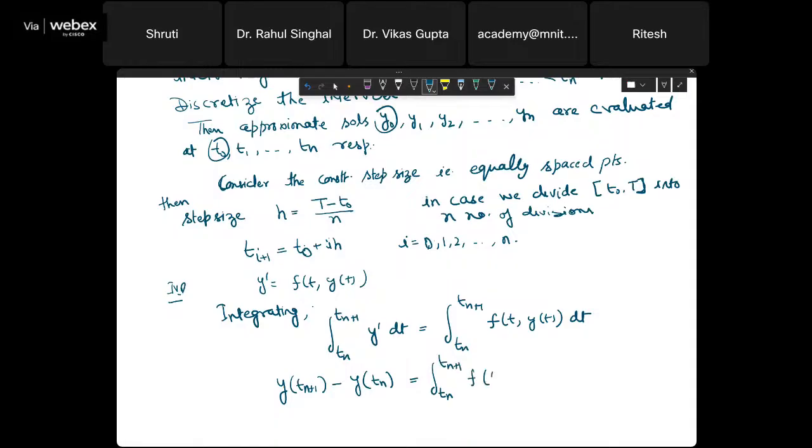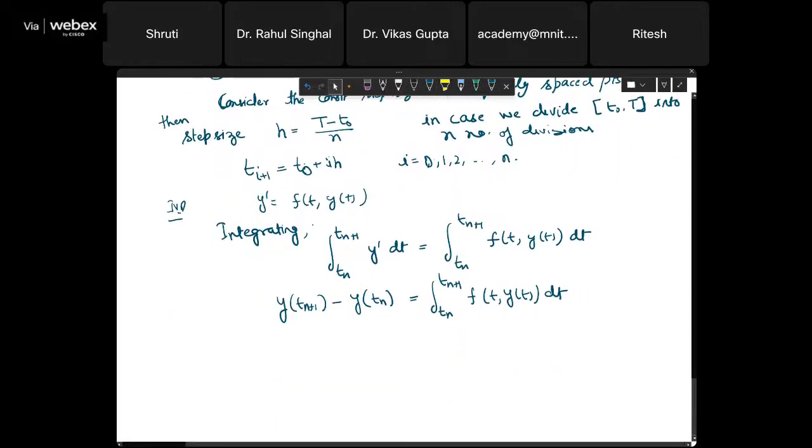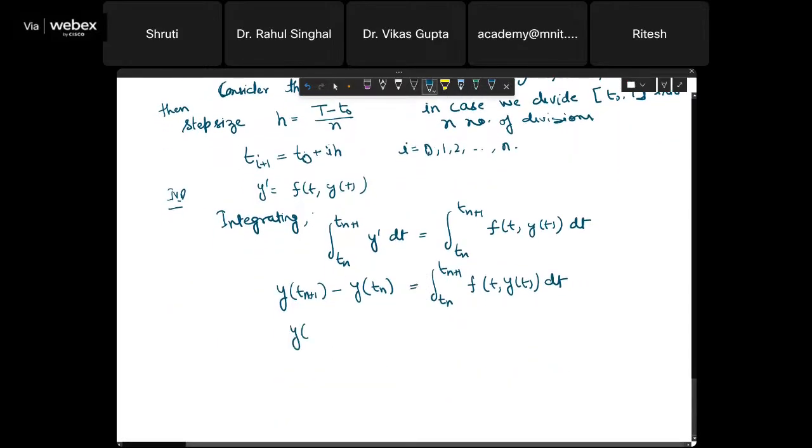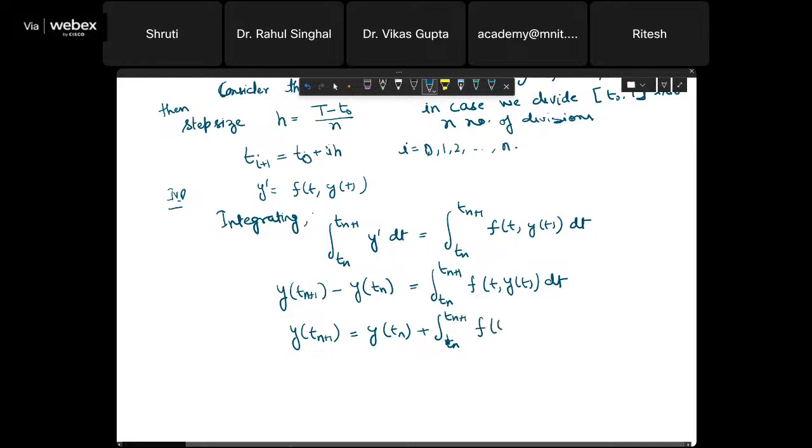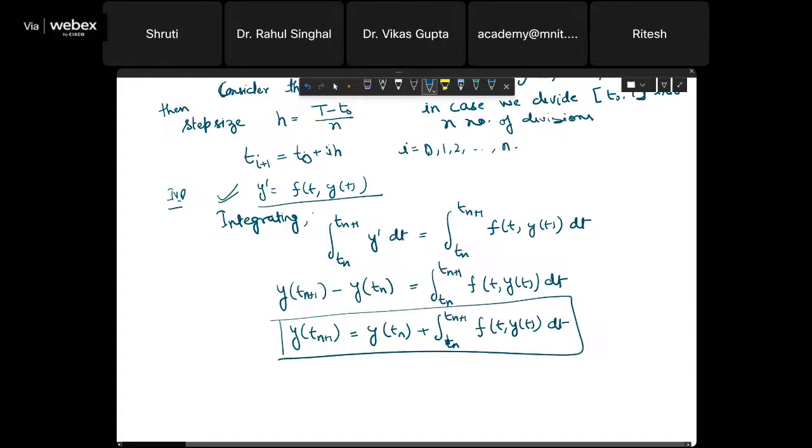Without knowing the function f, of course, we cannot integrate the right hand side. So whatever equation I'm getting here is called the integral equation, right? And which is equivalent to the differential equation. So solving this integral equation, we can solve this differential equation, right? So this is the equivalence property between the integral equation and the differential equation.